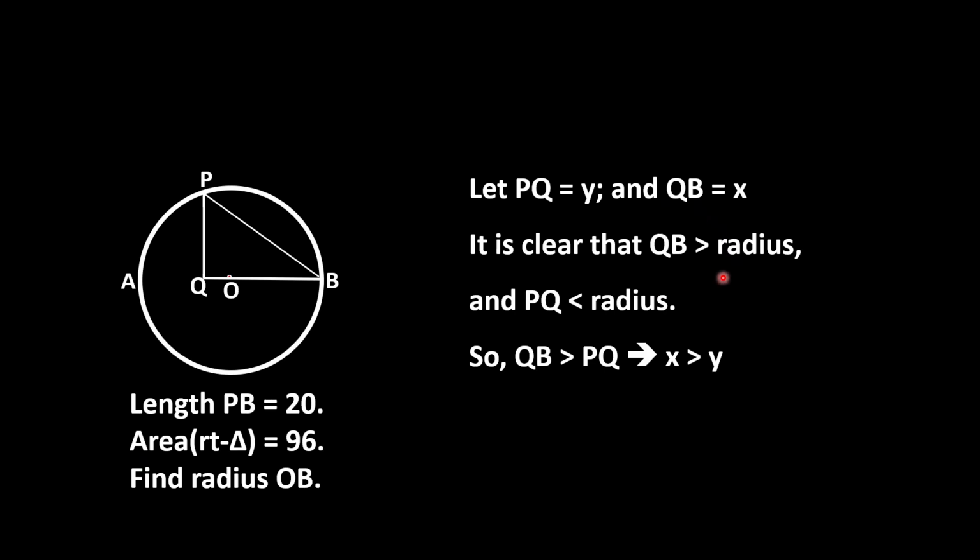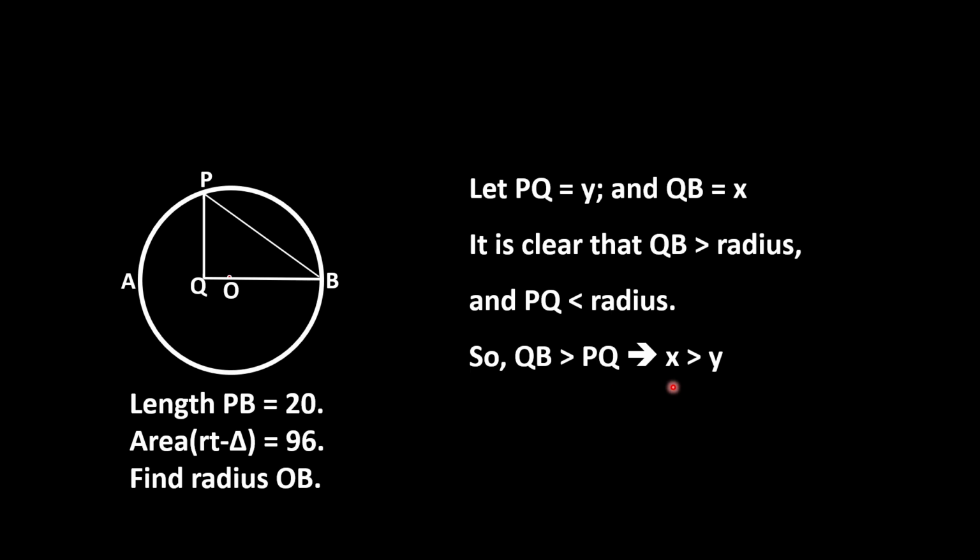Now it is clear that QB is longer than the radius. O is the center, so QB is longer than the radius and PQ is smaller than the radius, because if you join O and P, that would be a radius. So PQ is smaller than the radius and QB is longer than the radius. That means QB is greater than PQ, that means X is greater than Y.